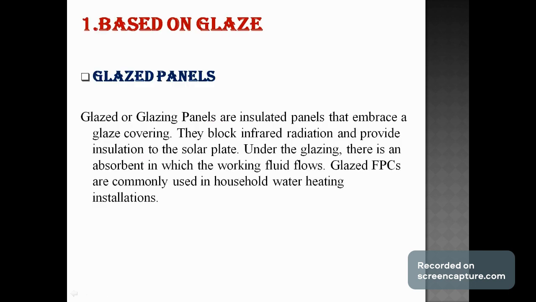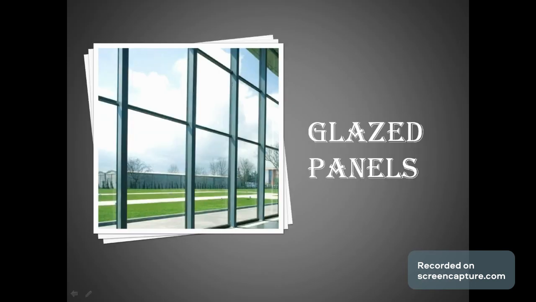Now we will see a brief of the glazed panels, which come under the classification based on glaze. Glazed panels, also called glazing panels, are insulated panels that embrace a glaze covering. They block infrared radiation and provide insulation to the solar plate. Under the glazing, there is an absorbent in which the working fluid flows. Glazed FPCs are commonly used in household water heating installations. You can see the picture of the glazed panels.